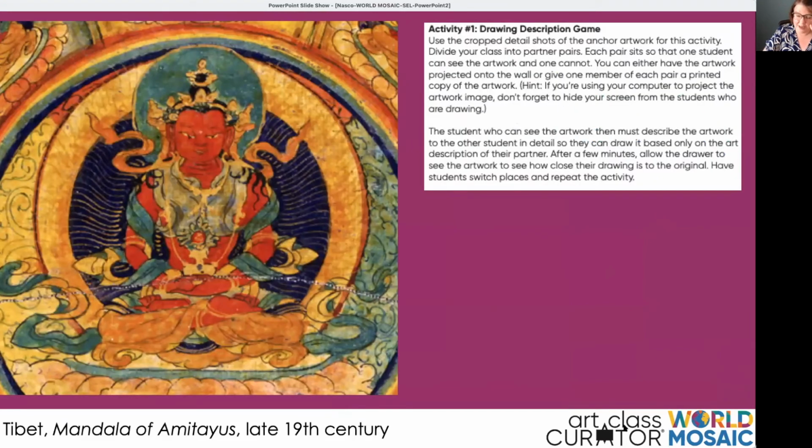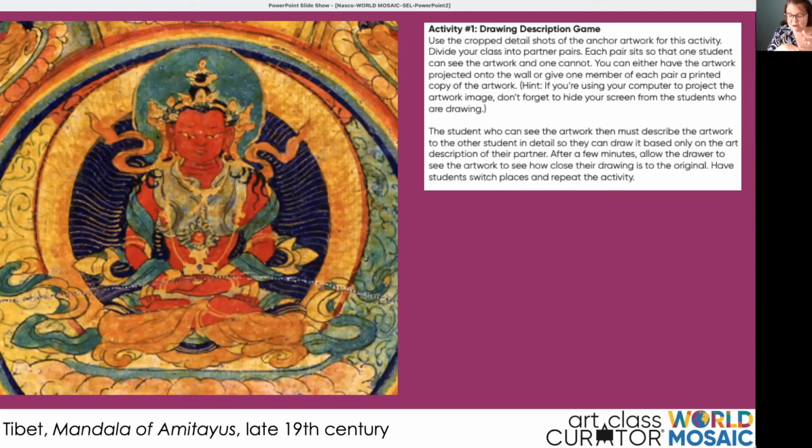There's a drawing game where one student can see the artwork and the other student can't. The student who can see it has to describe it to the person who can't see it, and then that person has to draw it. So they're working on communication skills, on their visual literacy, and on how to talk back and forth to figure out the language that you need.